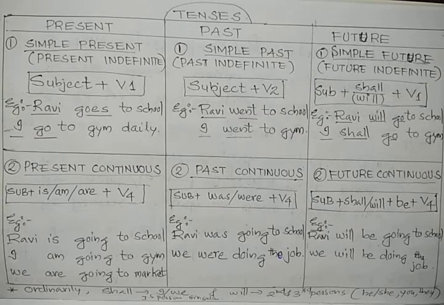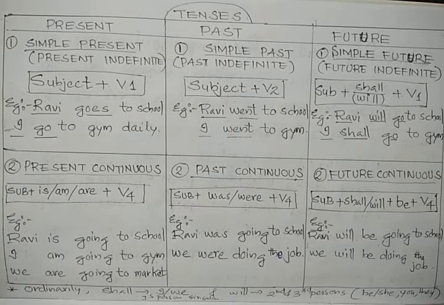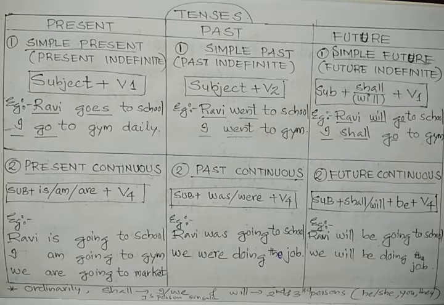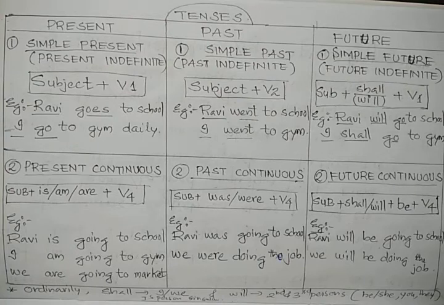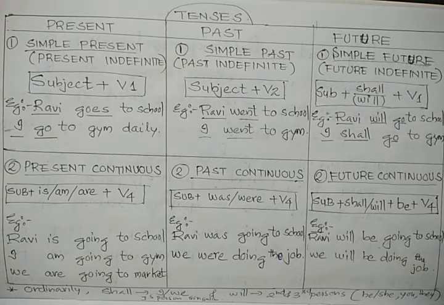Here we can see that the V2 form or the past form of verb is used only in simple past. Rest everywhere, V1 is used. All continuous tenses, that is present continuous, past continuous, future continuous, present perfect continuous, past perfect continuous, future perfect continuous, all these are using V4 forms. Only in simple past we are using V2 form, that is past form of the verb that we saw here.